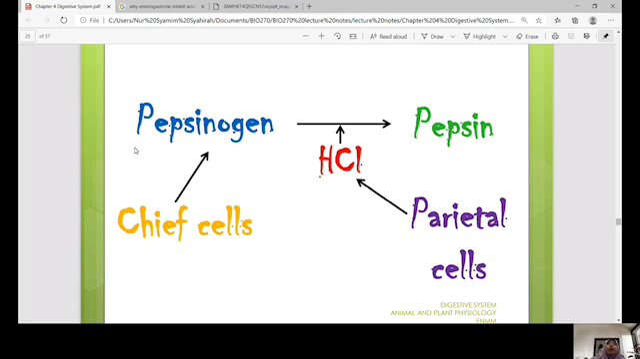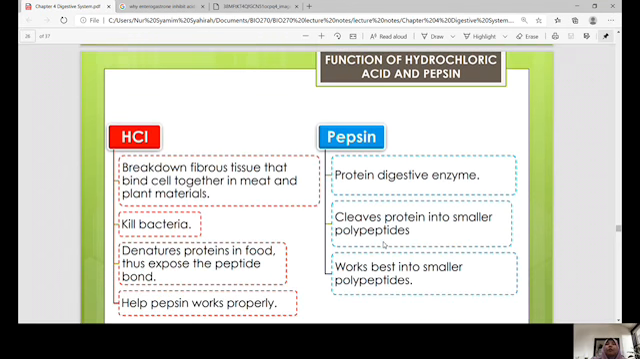So this is the image. From the pepsinogen, the inactive form of pepsin, it needs the help of hydrochloric acid to convert pepsinogen to pepsin. Pepsin is an enzyme that functions to digest protein. Remember, hydrochloric acid is produced by the parietal cell, and pepsinogen is produced by the chief cell. When pepsin is produced, it will activate more pepsinogen, and the process continues in a chain reaction.